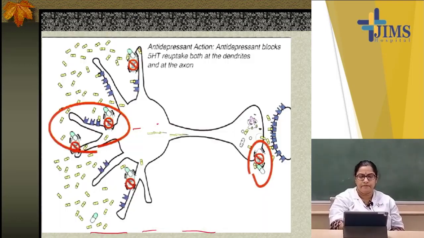Now, antidepressant action. What is it doing? It is blocking the 5-HT reuptake both in the dendrons as well as in the axons, leading to more availability of the 5-hydroxytryptamine outside the nerve cells and especially in the synaptic cleft.